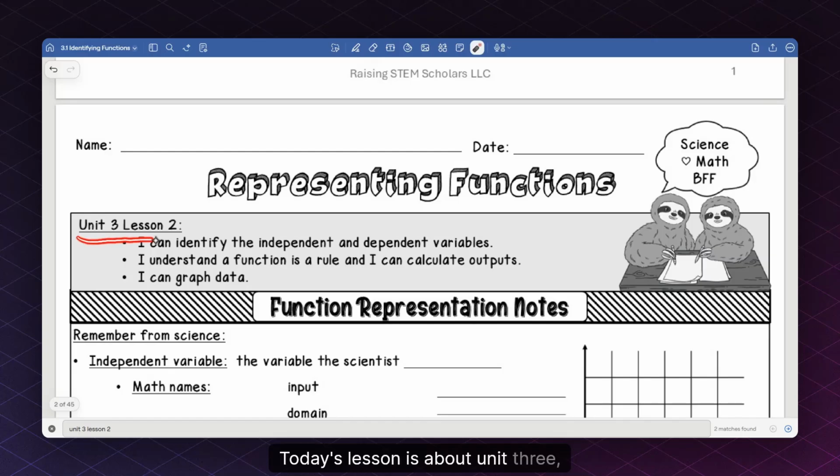Today's lesson is about Unit 3, Lesson 2, and we're going to be looking at functions in a variety of contexts. We do want to go in and identify what an independent and dependent variable are, and then, I put a sloth over here that's like science and math, best friends forever. That's because one of the things that you see in common is this whole independent and dependent variables. Another part that you need to know today is that you need to realize that a function is a rule, and if it's a rule, we can calculate outputs. And then we're going to address graphing some data, so a little bit of review for that.